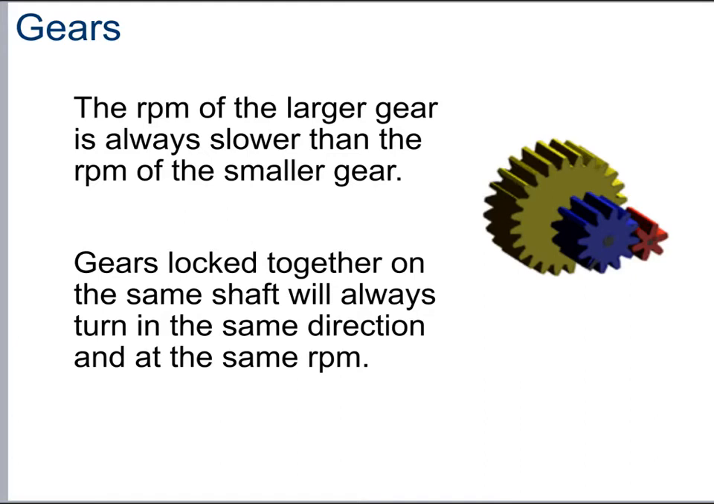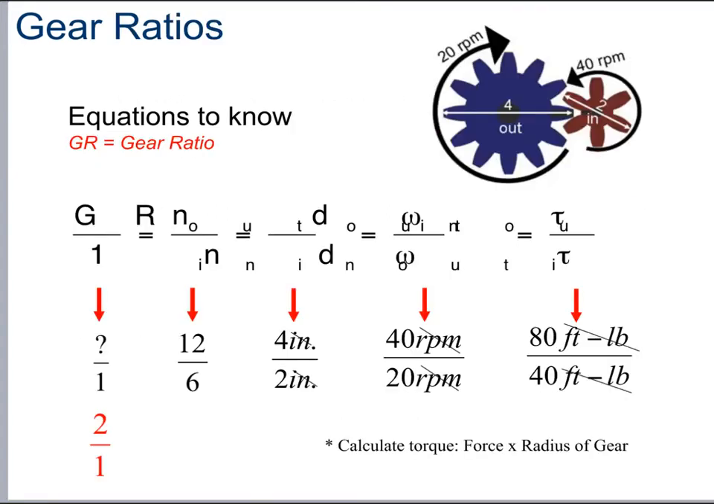It's also important to note that whenever gears are locked together on the same shaft, they will always turn in the same direction and at the same RPMs. Gears use the principle of mechanical advantage, which is the ratio of output force to input force of a system. For gears, though, the mechanical advantage is given by a gear ratio, which is the ratio of the final gear speed to the initial gear speed in a gear train.